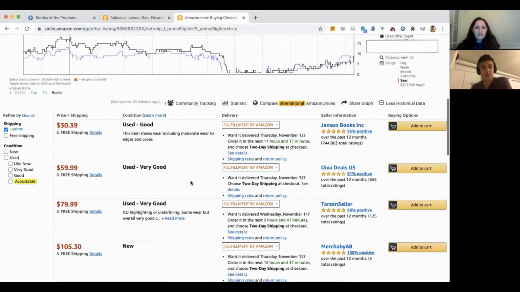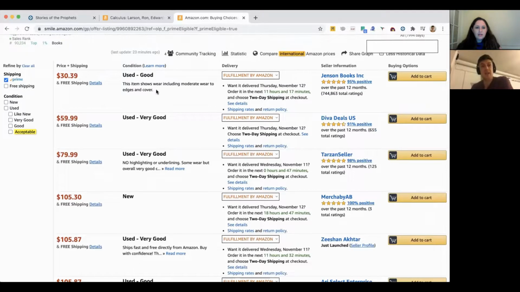So I'd be confident I'd be able to, because the next offer after this $30 one is $59.99, and you're making a profit even if you had to go down to 59. How do you check again just to make sure the seller isn't going to sell you some sort of horrible copy that's missing pages or scribbled on?